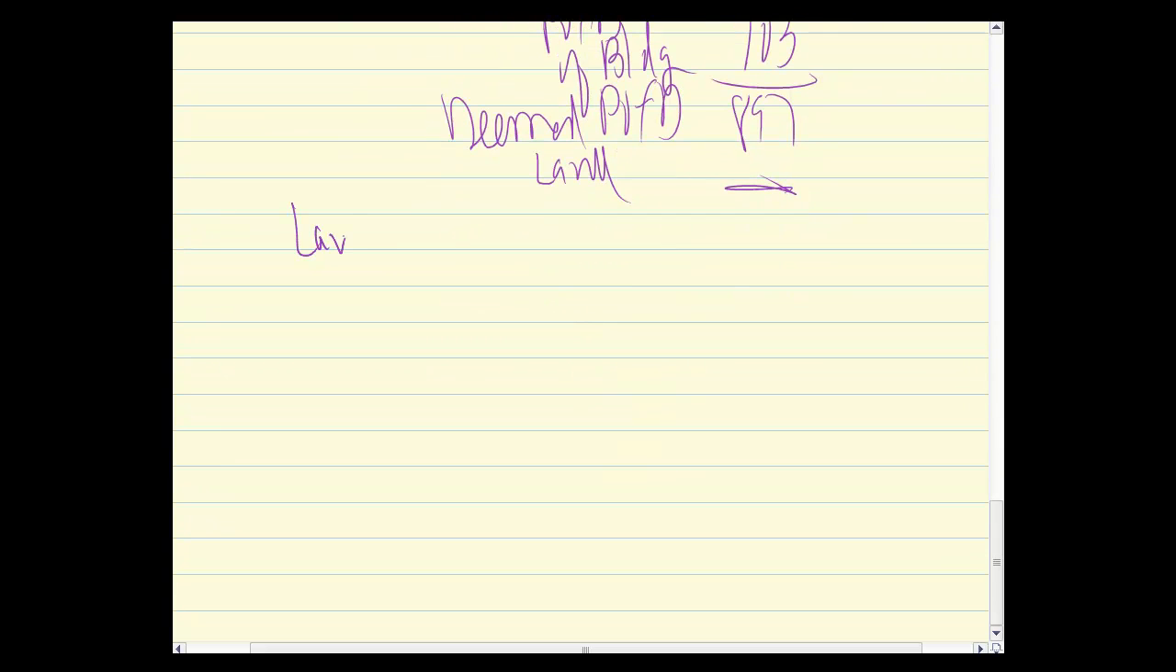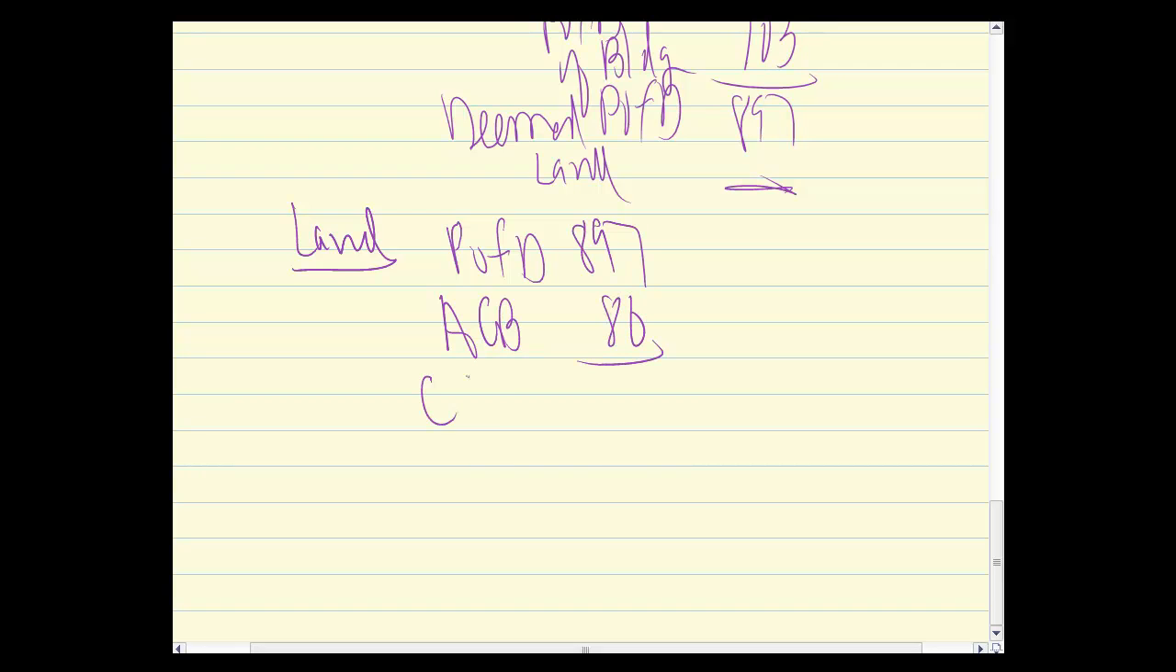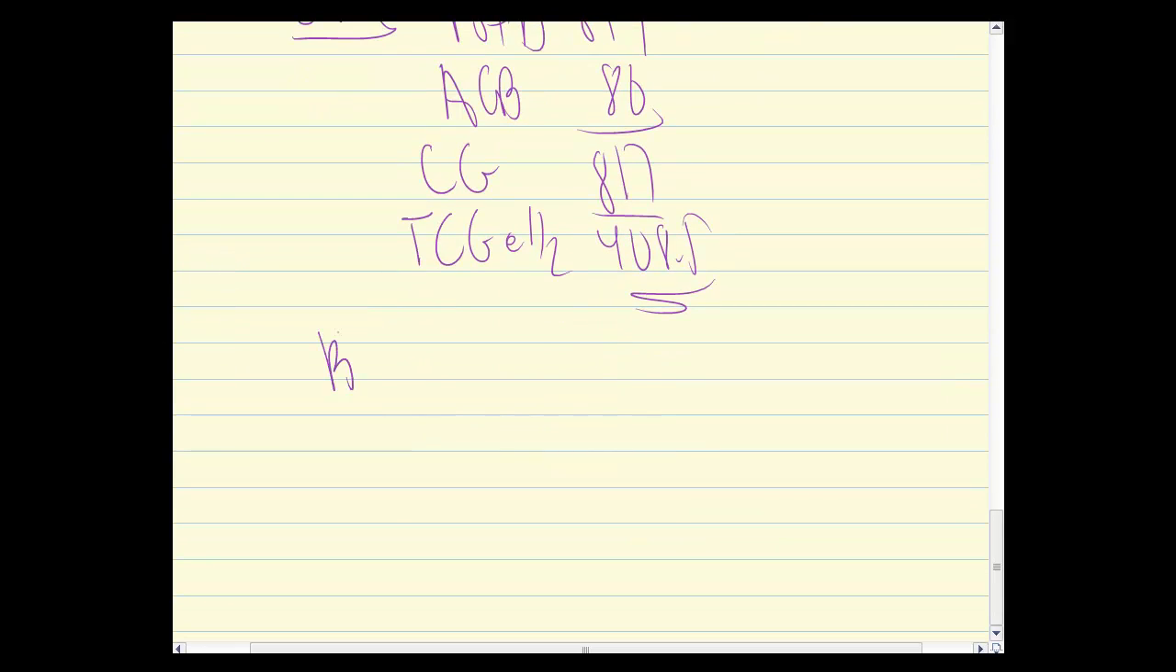So land, P of D equals how much? 897, ACB, how much? 80. Capital gain, which is gonna be 817, taxable capital gain at 1/2, which is 408.5. Everybody agree? Building, what are we going to do?